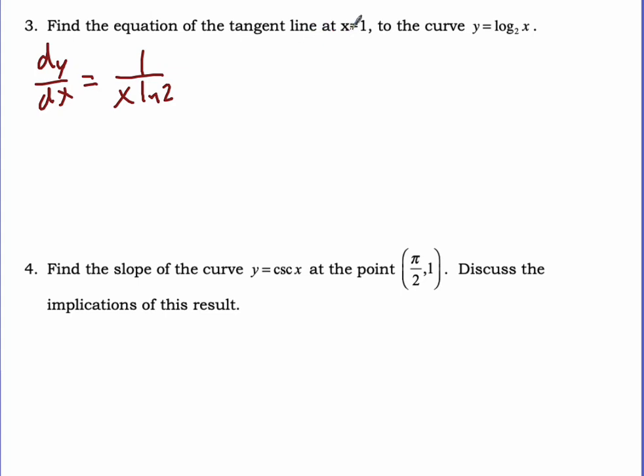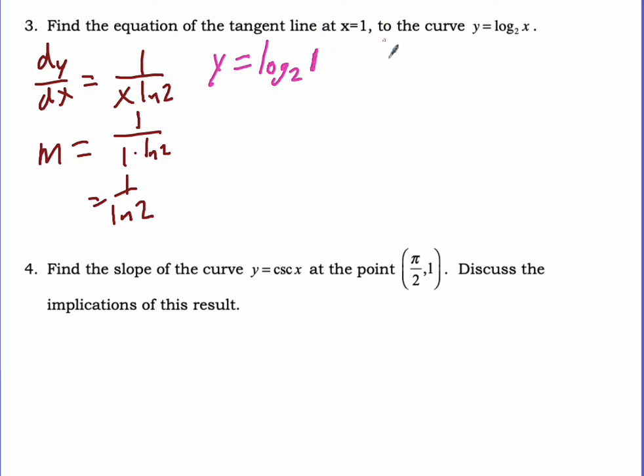And to get the equation of the tangent, we need the slope of the tangent. So slope at that point where x equals 1 is going to be, well, 1 over 1 times ln 2, or just 1 over ln 2, right? So that's the slope at that point. To get the equation, we're going to need the y value at that point. So we use the original function to get the y value. y equals log base 2 of 1.